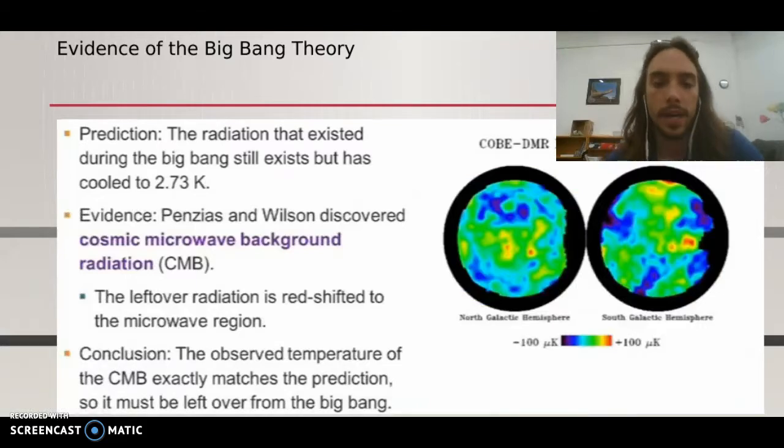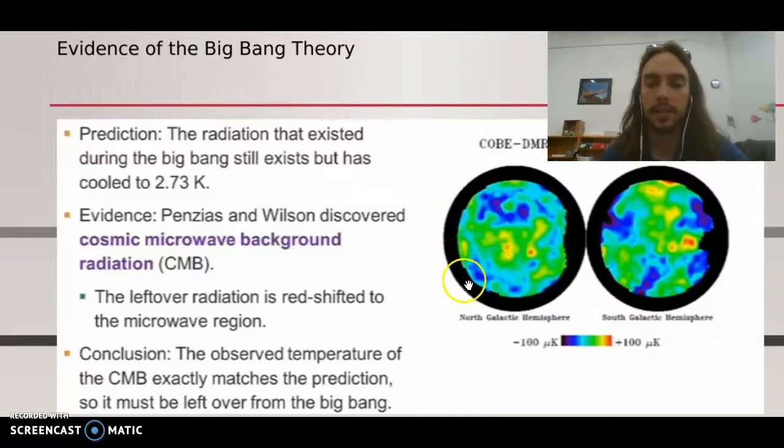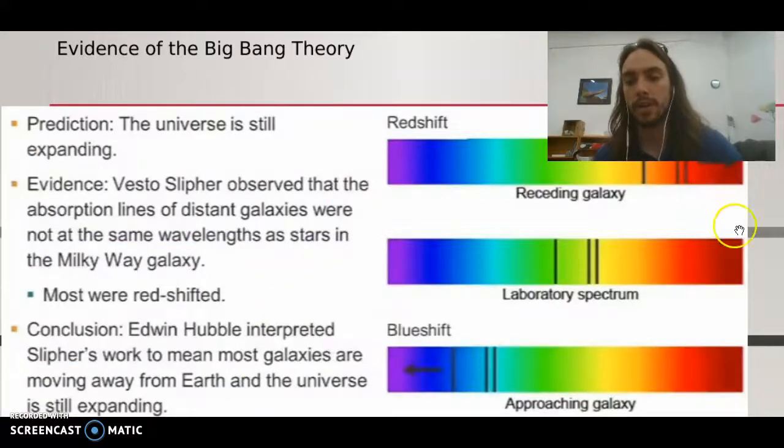So here we have cosmic microwave background radiation. Space is supposed to be absolute zero because there's nothing in it, right? Well, that's not what we observe. What we observe is this small energy here, 2.73 Kelvin, and it's in the form of cosmic microwaves. And we think that that is the leftover radiation that has redshifted into the microwave region, which is going to be over here in this area.